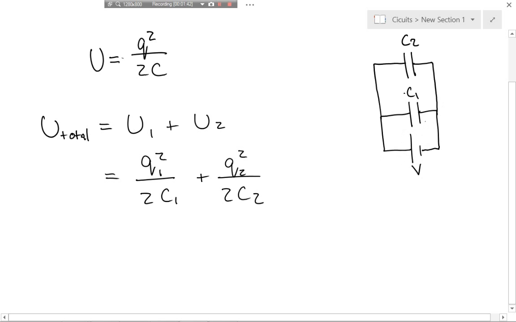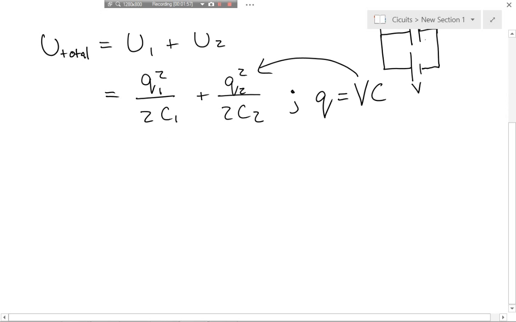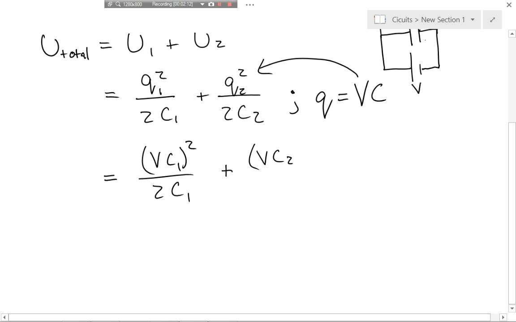So what I want to do is find the formula for the energy that is written in terms of capacitance and voltage. And we can do that because remember that the charge that builds up on a capacitor is equal to the voltage times the capacitance. So if I plug that into here, I can see that the total energy is going to be equal to V times C1 quantity squared divided by 2 times capacitance 1. The energy stored on capacitor 2 will be equal to V times C2 quantity squared divided by 2 times capacitance 2.